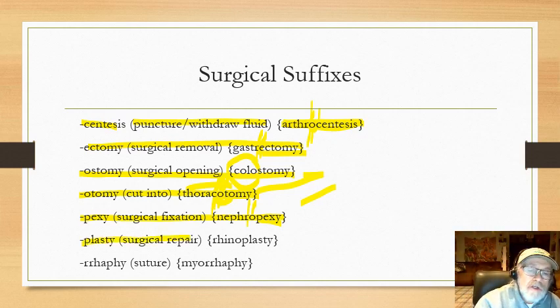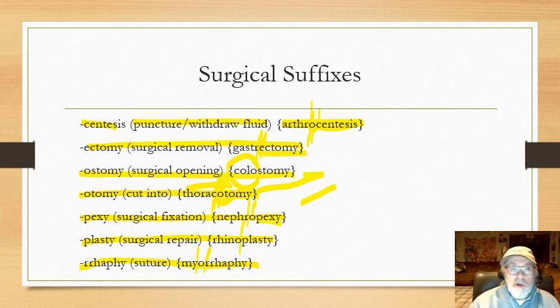Plasty, a surgical repair. Rhinoplasty. Rhin/o means nose. So rhinoplasty, nose job. Raphy, suturing. Myorrhaphy. Myo means muscle. Basically if a muscle's torn, they sew it together. Herniorrhaphy is basically suturing together a hernia or an opening or a weakness in, like, the abdominal wall.